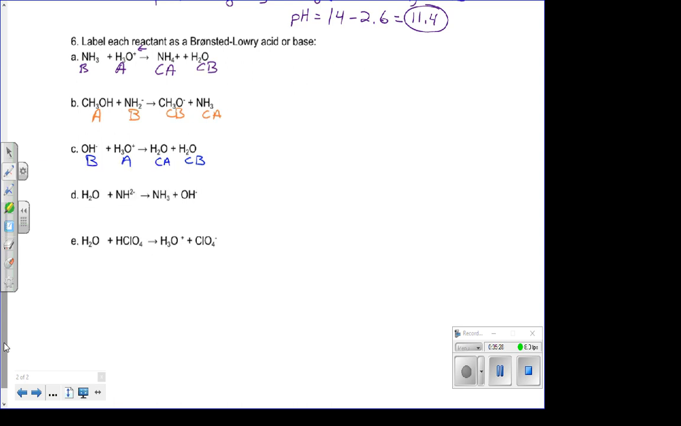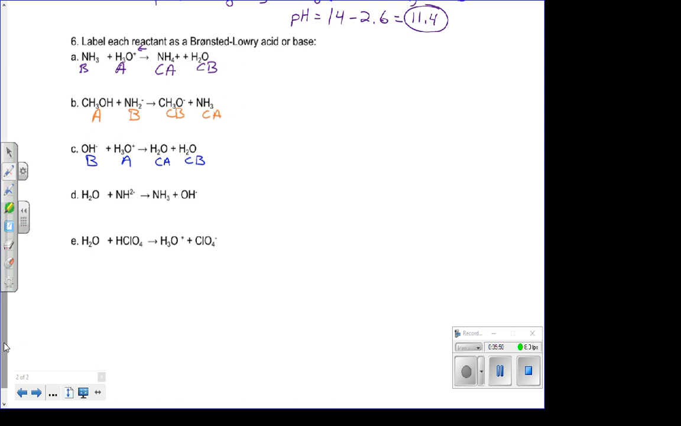Well, I know we're doing a review. I was like, what are we doing? This is actually the pH assignment. So, again, in this one, we're identifying these as Bronsted-Lowry acids, bases, and conjugate acid, conjugate base.